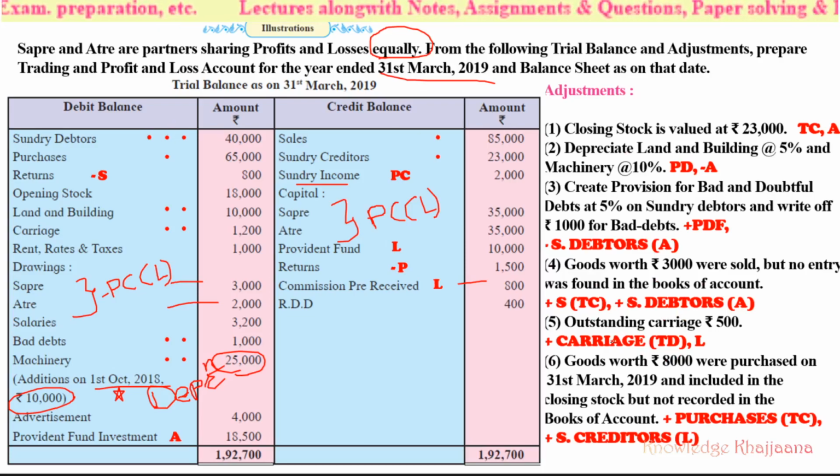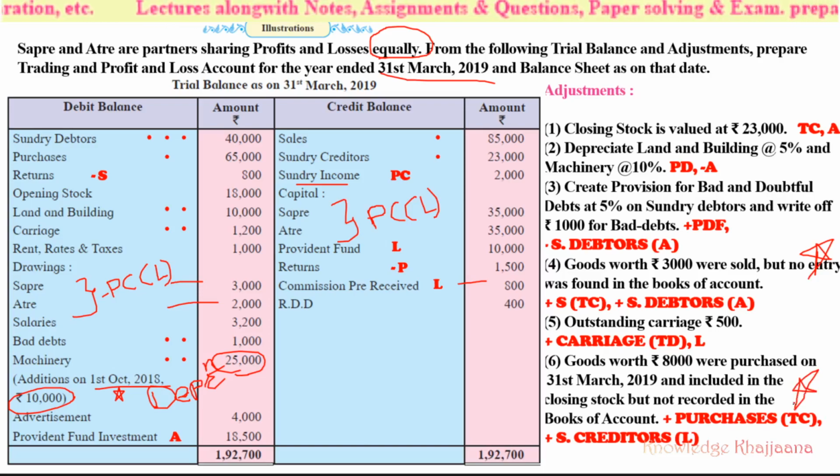We have to add. Outstanding carriages rupees 500. So we have to add that much amount to the carriage in the trading account debit side and outstanding. Okay, so these are the outstanding carriages. So I have to record it to the liability. Next, see, this adjustment and this adjustment are new. Okay, that's why we have to go through the illustrations first. Okay, because you will get a variety of adjustments.